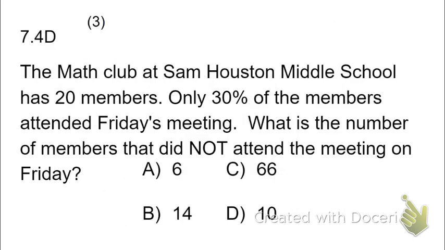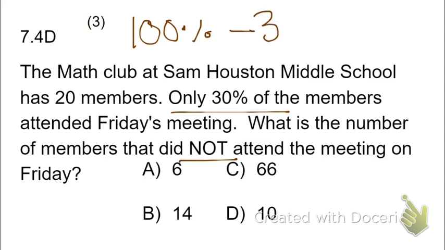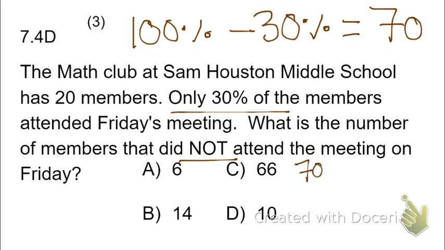Okay, so this next question says, the math club at Sam Houston Middle School has 20 members. Only 30% of the members attended Friday's meeting. What is the number that did not attend? If 100% of the members is 20 members and only 30% attended, the percentage that did not attend is 70%. So we're going to need to figure out what 70% of 20 is.